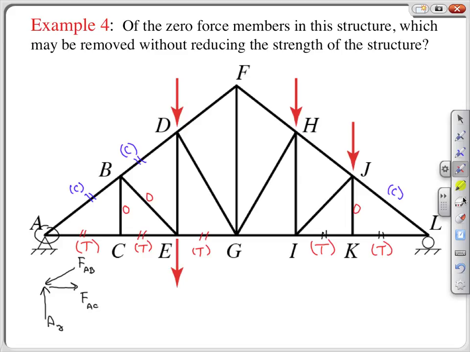In closing, we've learned two different techniques for analyzing planar trusses as well as some things that can help us simplify our analysis. The techniques and observations we've made in planar trusses can now be applied to 3D trusses, which we call space trusses.